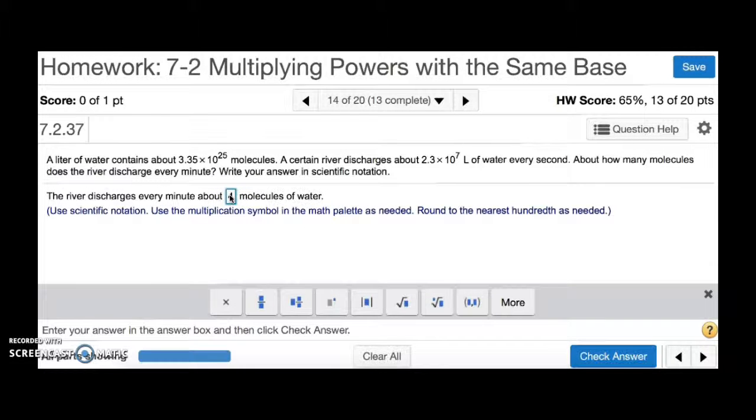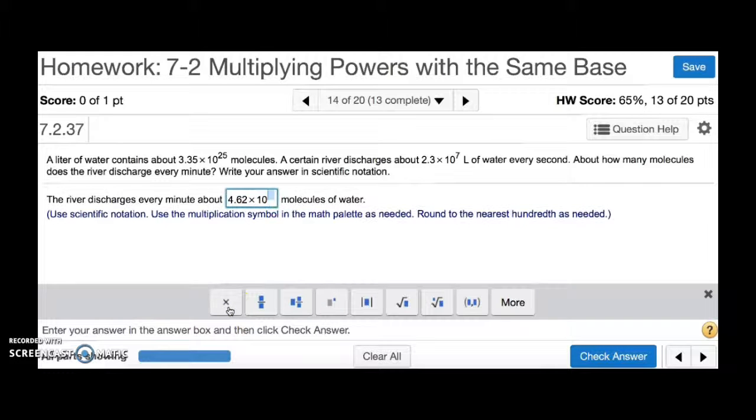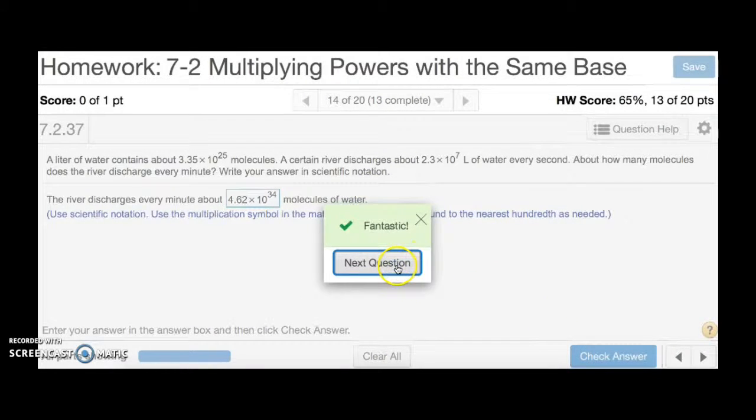So we have 4.62 times 10 to the 34. Sorry, I misspoke, that is 34. And that's our answer for number 14.